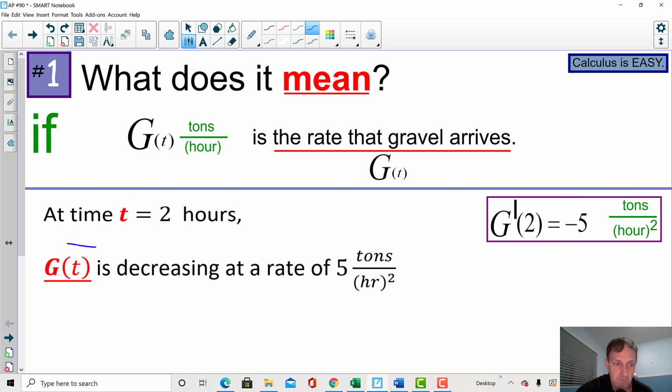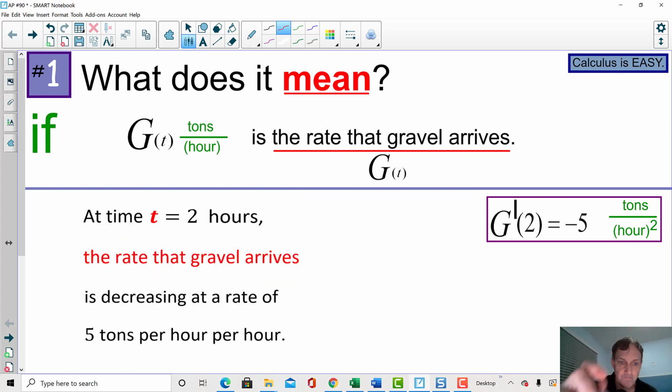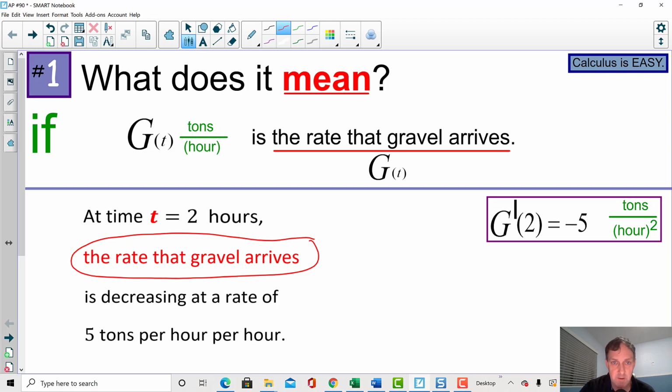And then before I move on, I do need to describe what g is. So I'm going to replace g with the rate that gravel arrives. So let's do that. Let's trade g of t for the rate that gravel arrives. Okay, there we go. You can see that we traded the g of t for the words the rate that gravel arrives. So now we're basically done. Our final answer says at time t equals 2 hours, the rate that gravel arrives is decreasing at a rate of 5 tons per hour. And that's it. Let's go take a look at the next question.